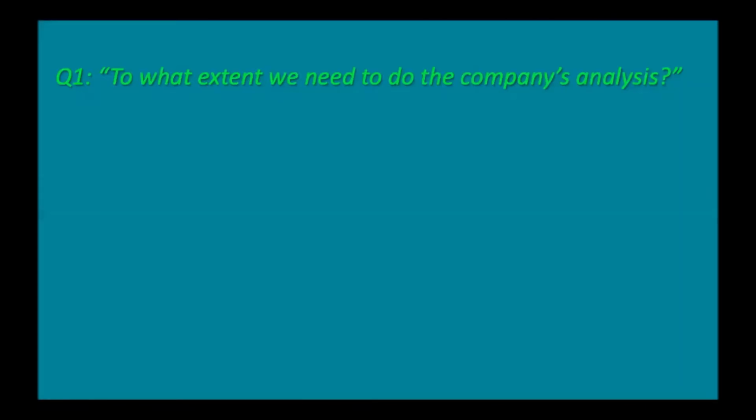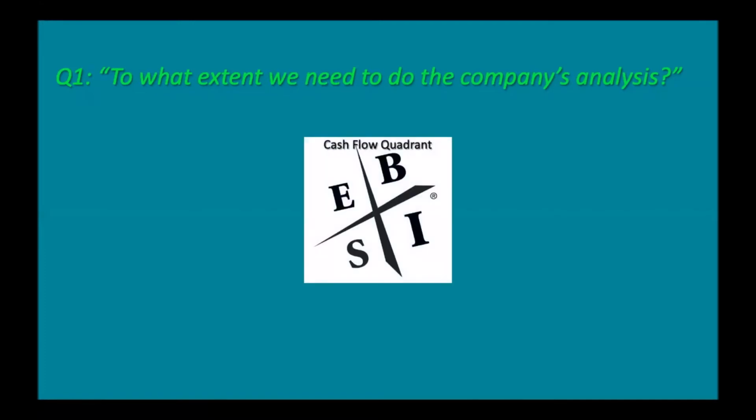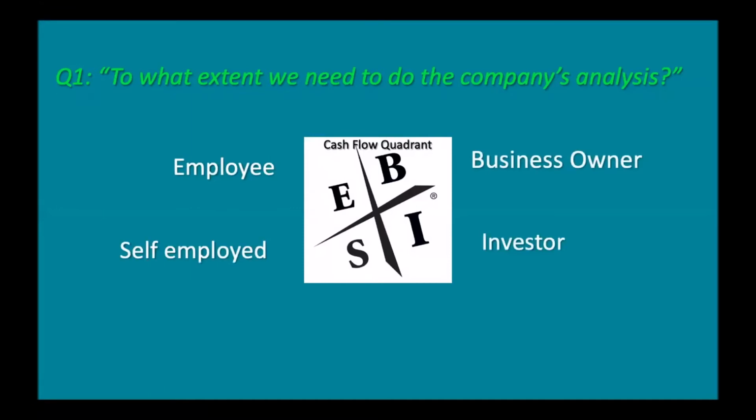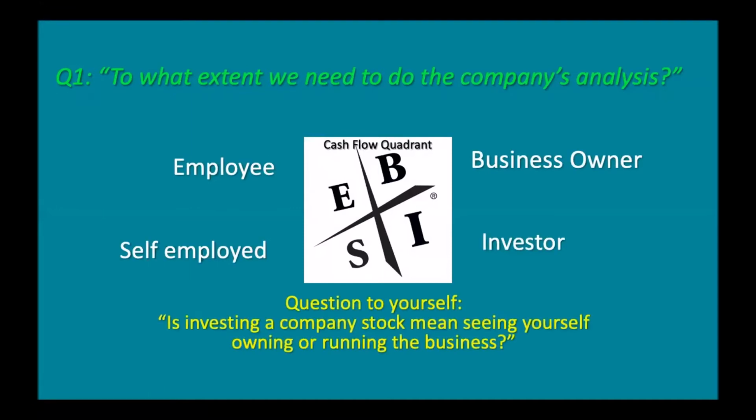So first is to what extent we need to do a company analysis. Okay. Now I would like to borrow Robert Kiyosaki's cash flow quadrant here. They have employee, self-employed, business owner, investor. Now, some of the investor gurus will tell you to see yourself as a business owner running a business when you buy a counter.